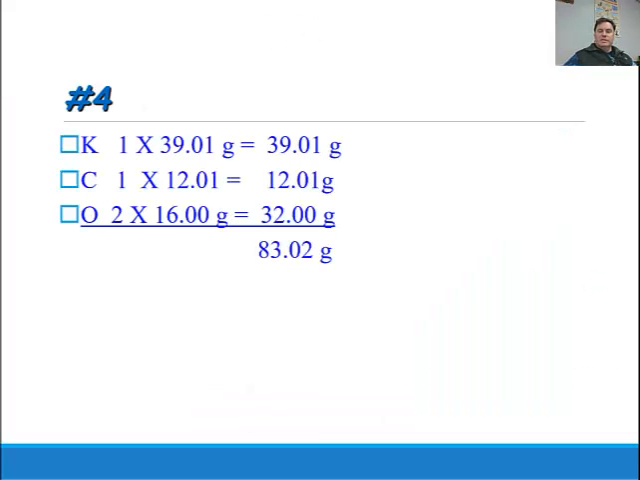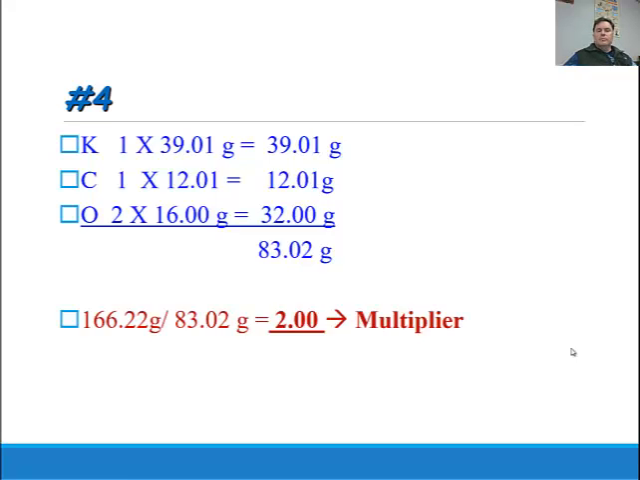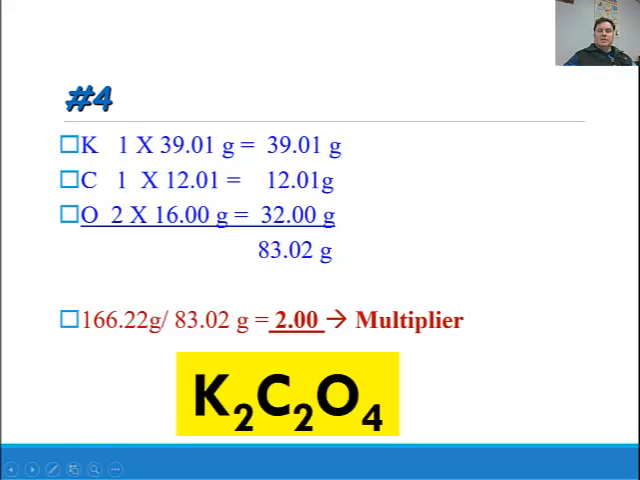That's pretty easy. We're going to take the molecular molar mass that they gave us in the problem, which was 166.22, divided by 83.02, and we get 2. That's our multiplier. So we're going to multiply each of these values by 2 and end up with K2, C2, O4. As long as you go step by step, this is pretty easy.